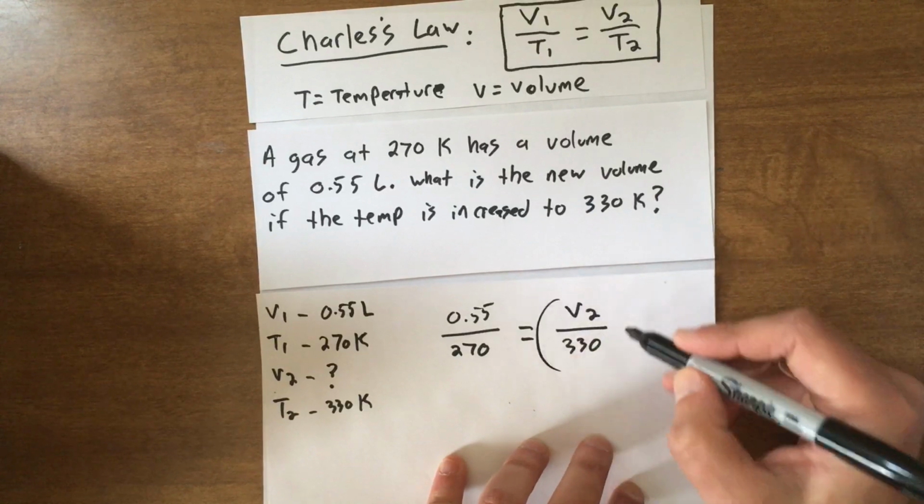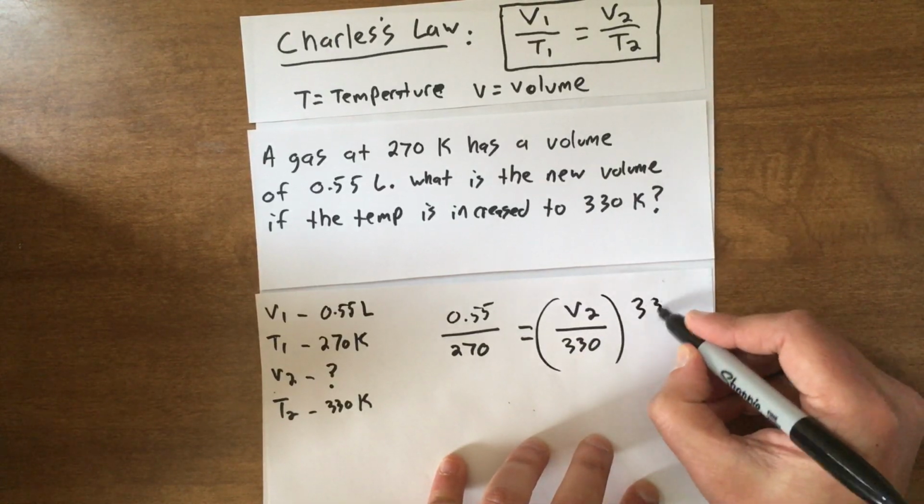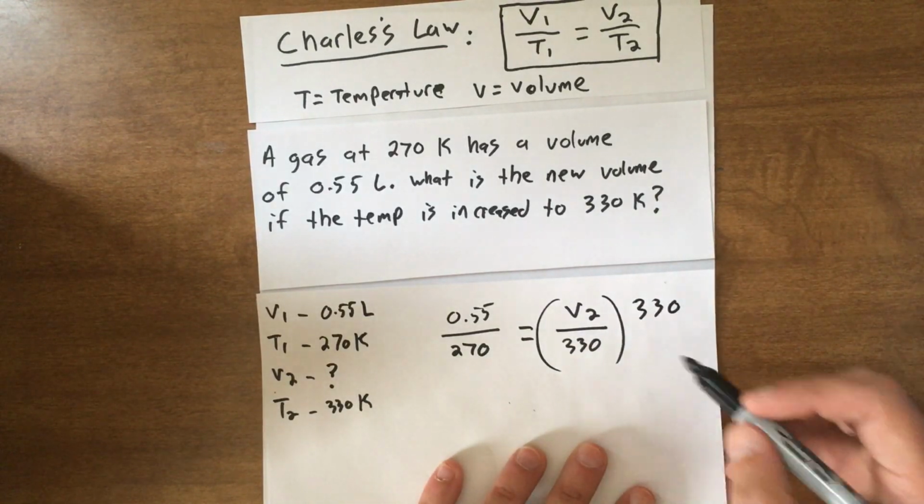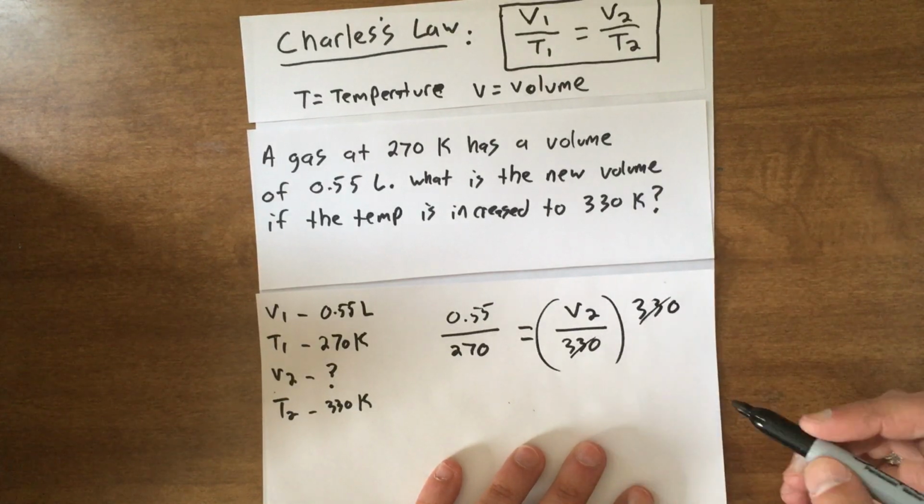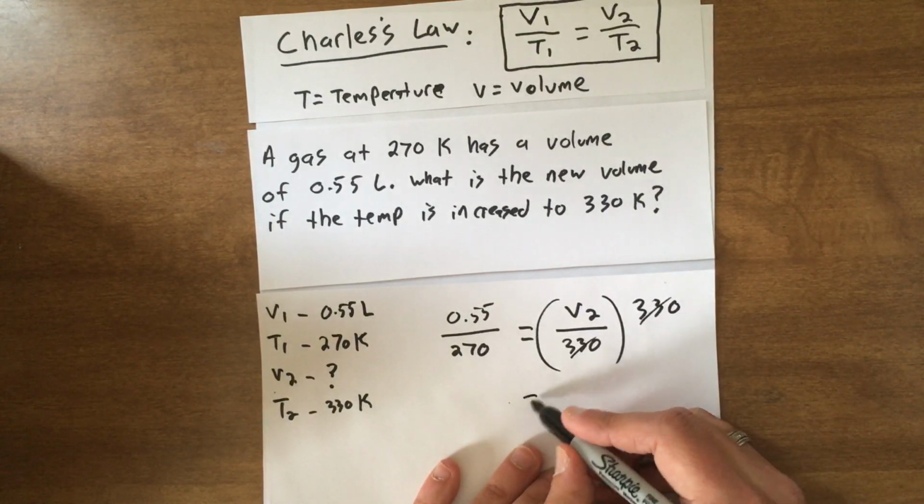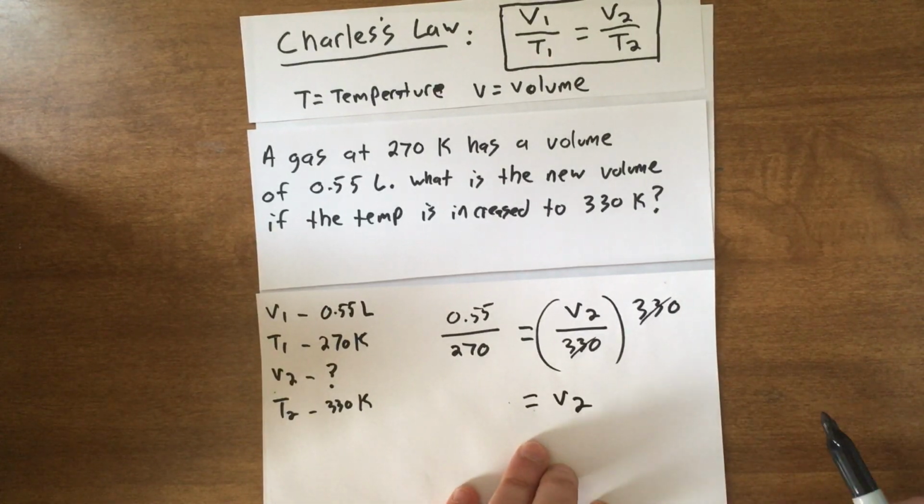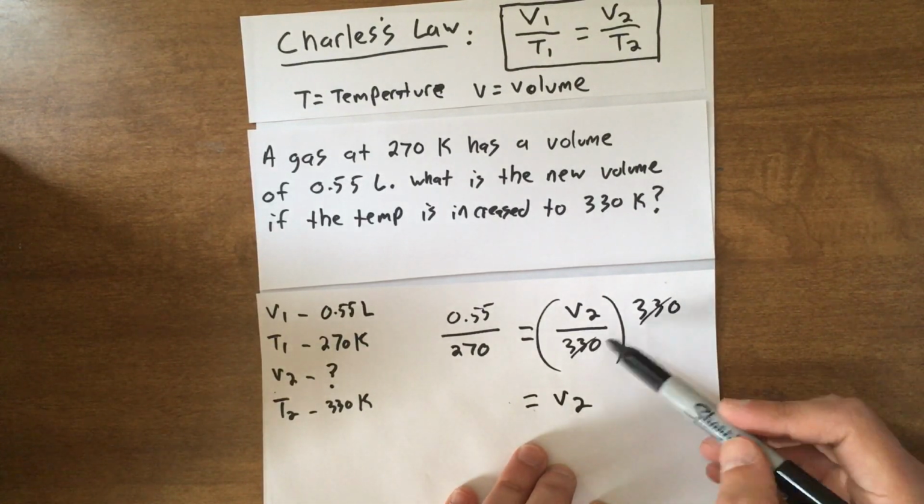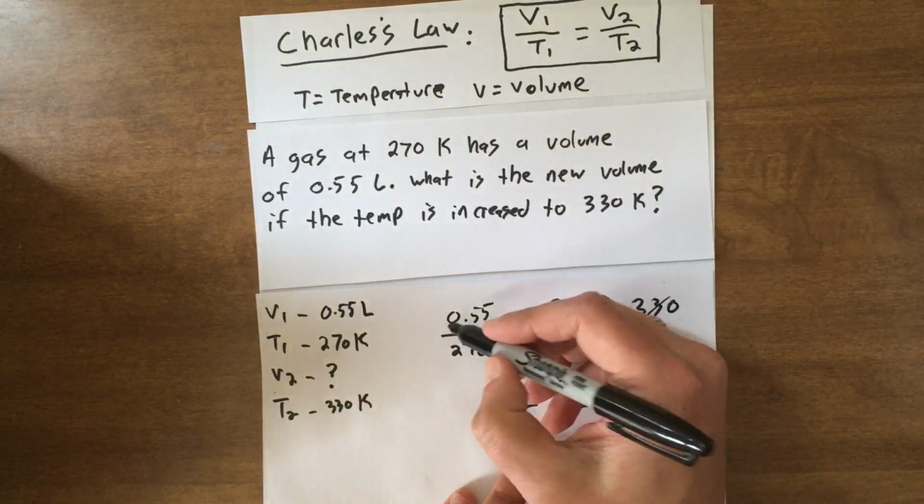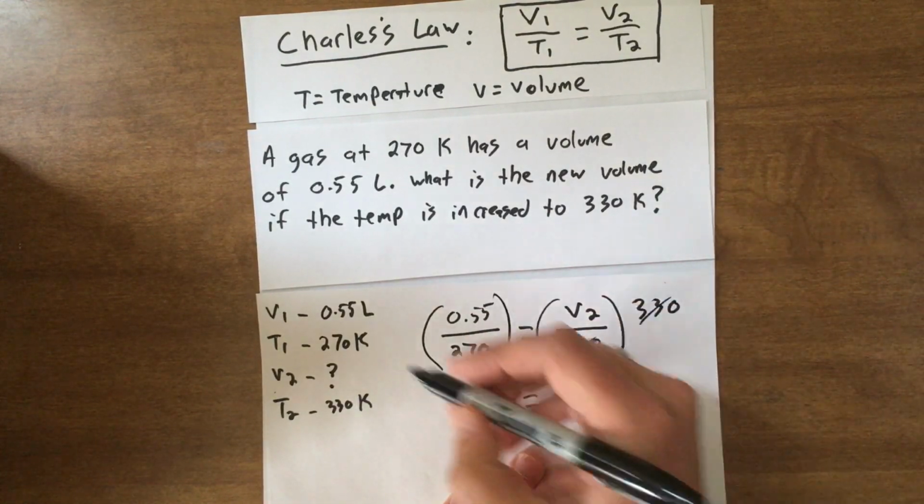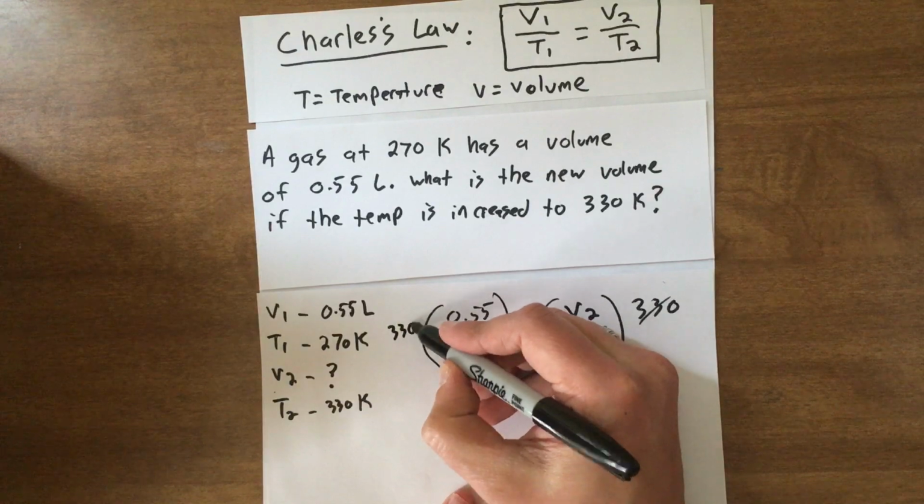And the easy way to do that is to take this entire term and multiply it by 330. That is going to cancel out like so. And what that'll do is give us our V2 isolated on the right-hand side there. And algebra, once again, if I did it to the right, I have to do it to the left. So I'm going to take this entire term and multiply that by 330.